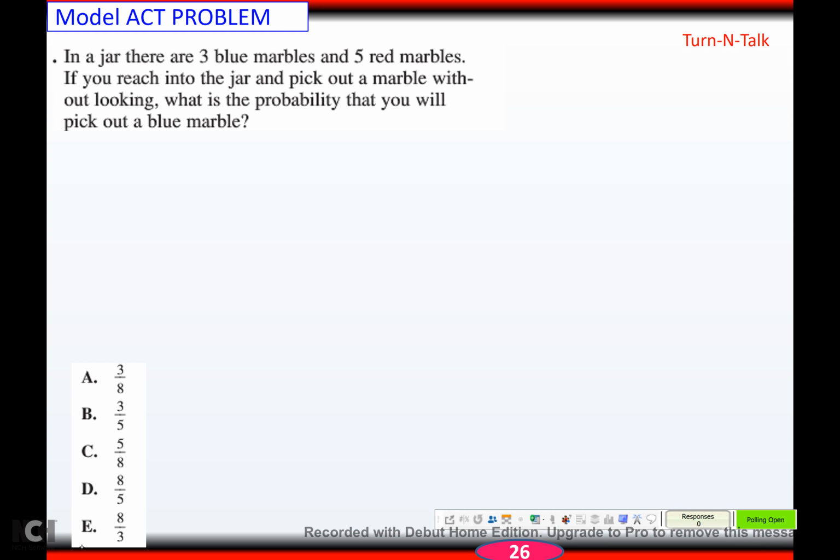Alright, you try this one. Hit pause. Come back when you're ready. And hopefully you got 3/8. In a jar, you've got 3 blue marbles, 5 red marbles, which gives you a total of 8 marbles.